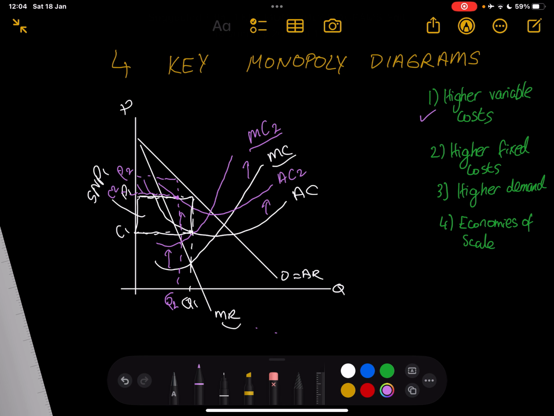So for example, you can actually see that the profits are clearly decreasing from SNP1 to SNP2. You can see prices are going up. You can see that the average costs are going up. So that's higher variable costs. Right, let's move on to the next scenario.